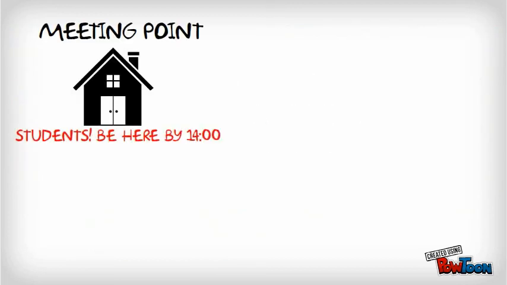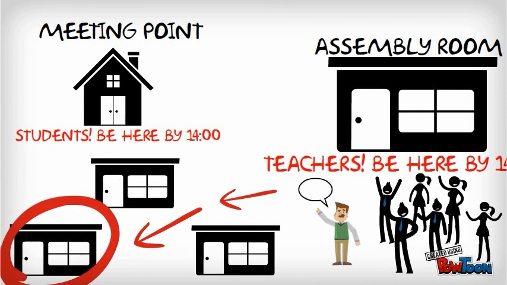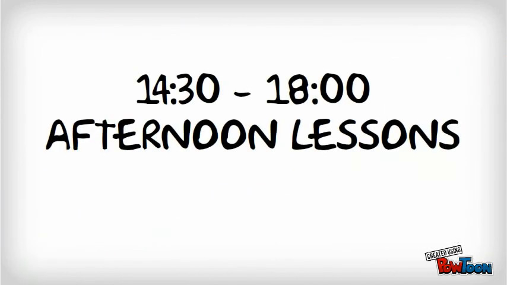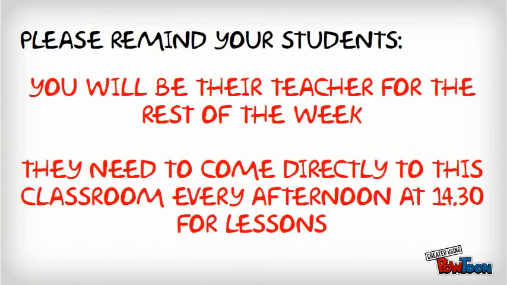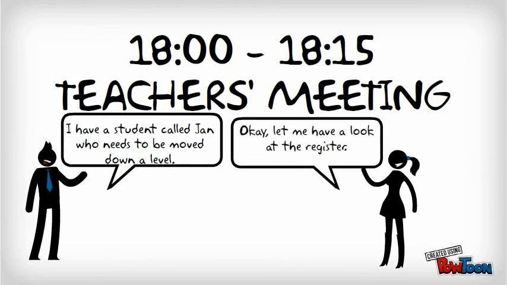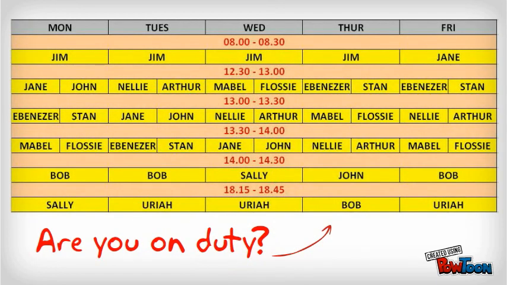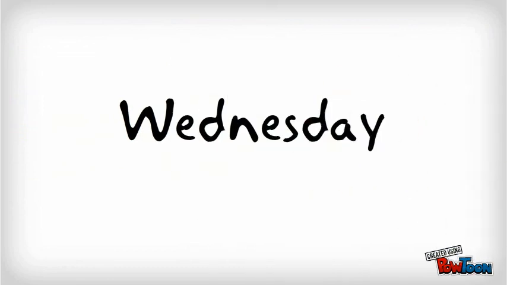They will have been picked up by a staff member from the meeting point at 2 o'clock and taken to the assembly room. We, on the other hand, need to be there at 2:15. As you did this morning, please remind them that you will be their teacher for the rest of the week, and they need to come directly to this classroom every afternoon at 2:30 for lessons. If there are any problems or anomalies with student level placement, now is the time to bring them to our attention. Before you go to dinner, check you're not on duty in the canteen.